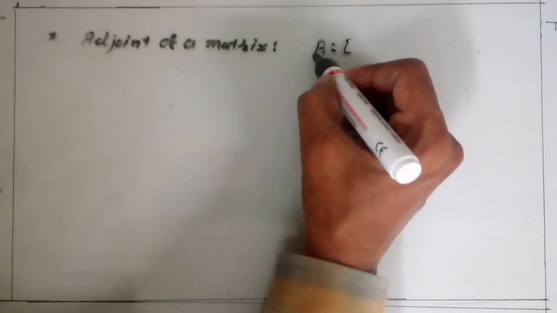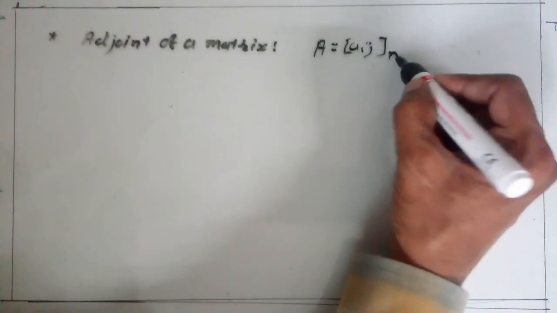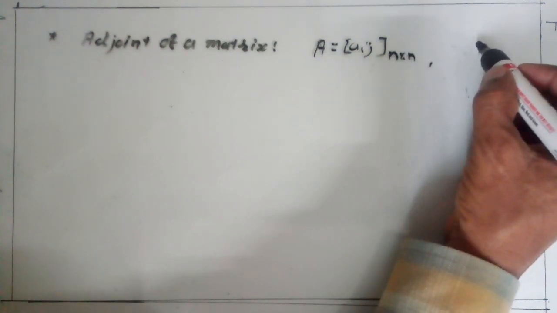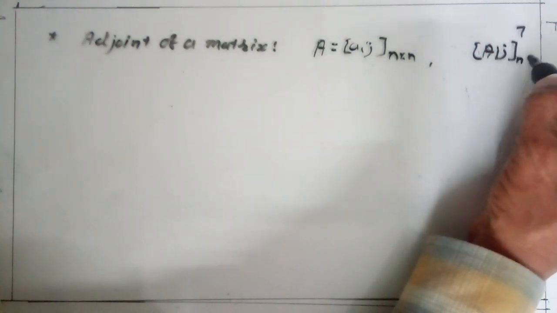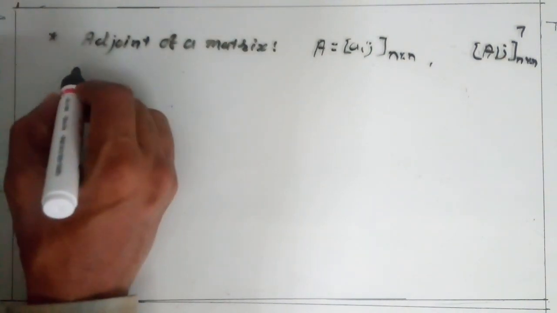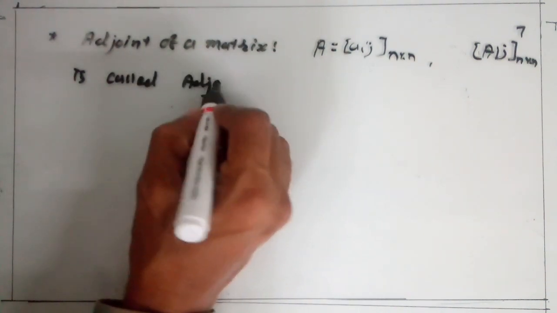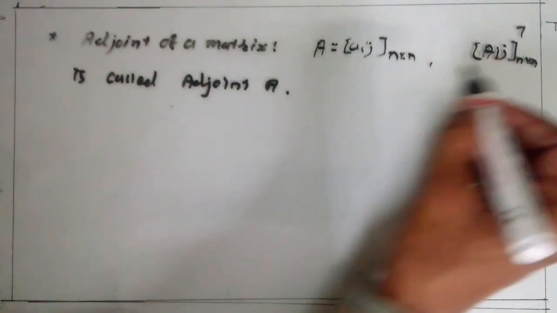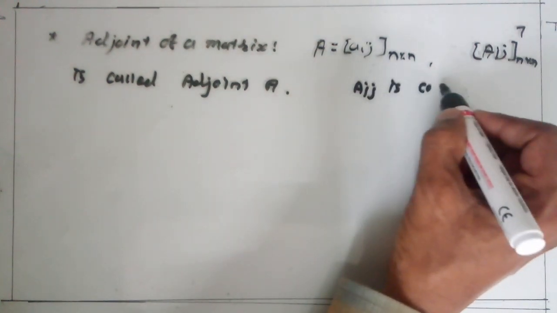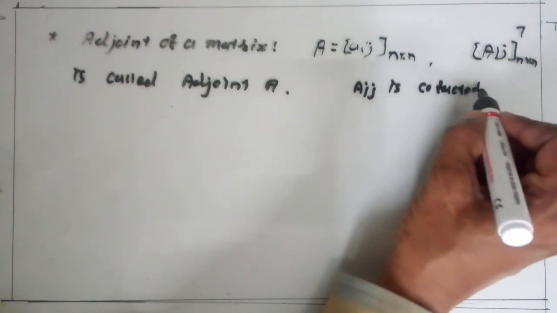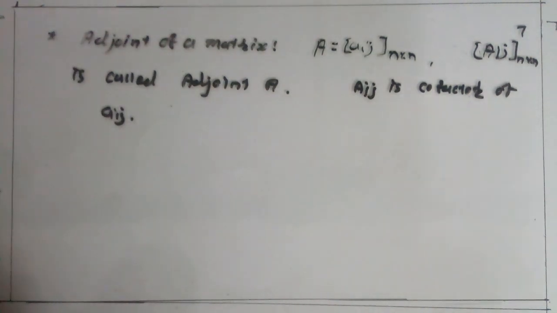For a square matrix A = [Aij] of order n cross n, the transpose of the matrix [Aij] is called the adjoint of A, where Aij is the cofactor of aij. Remember this.